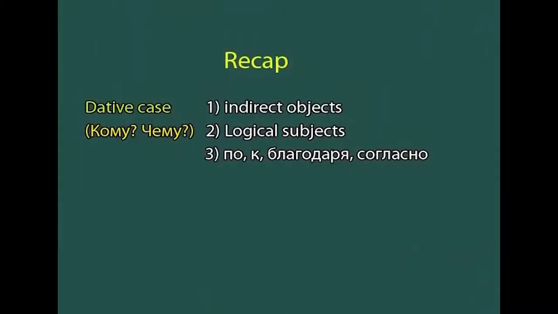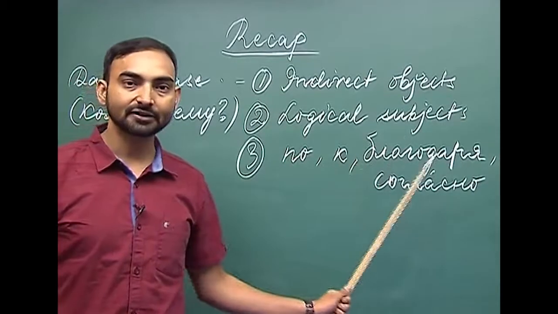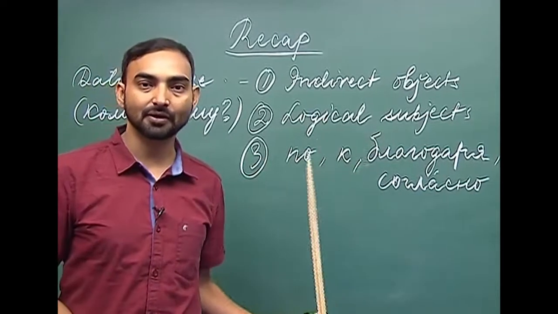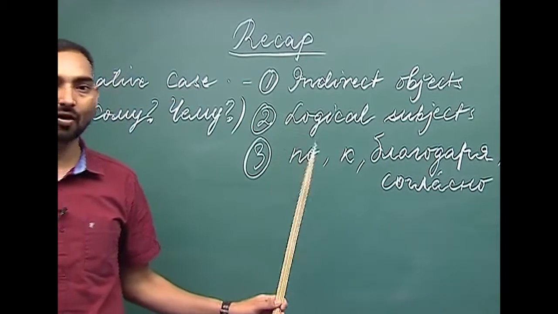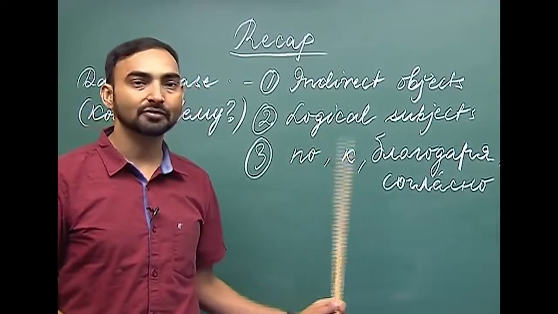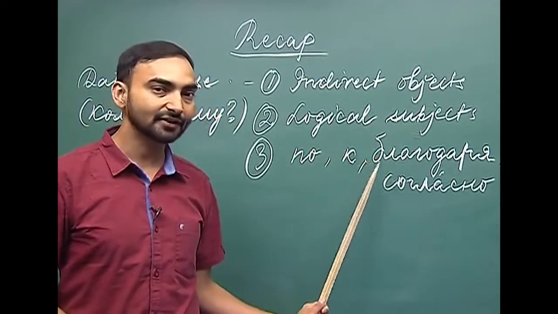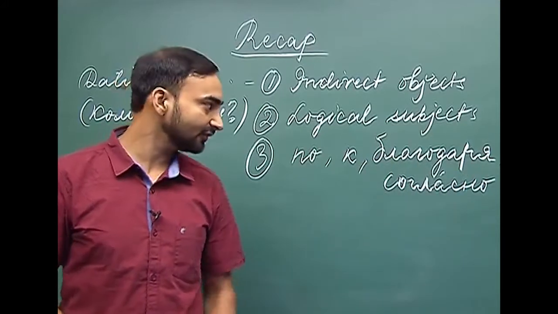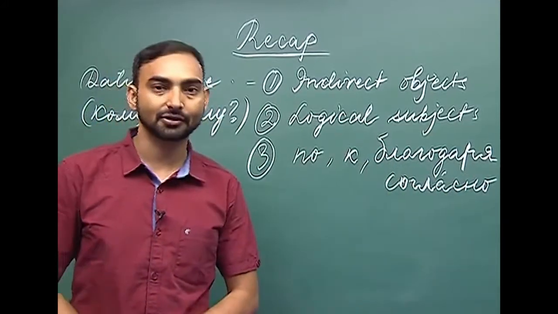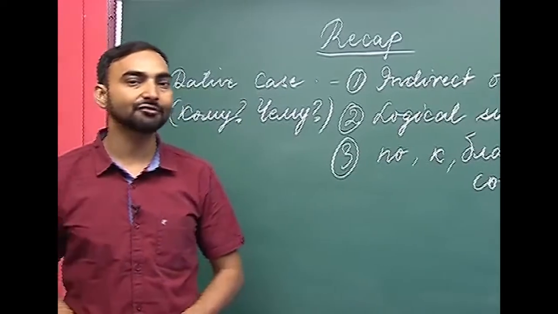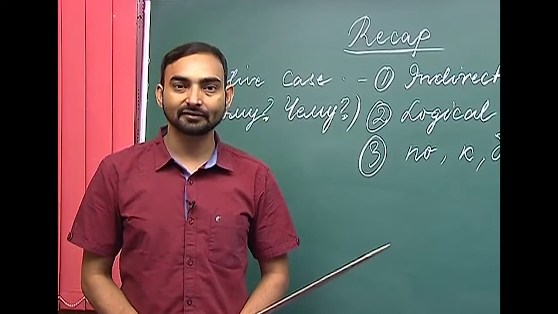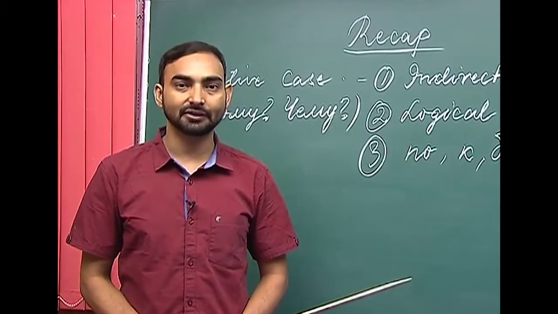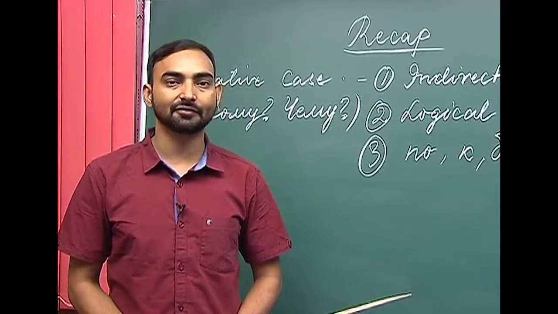The third use of the dative case of nouns is to come after the prepositions pa, ka, blaga, darya and saglasna. Pa is movement along or on the surface, ka is movement towards the object, blaga, darya is thanks to or because of, and saglasna is according to. So these are a few of the uses of the dative case of nouns. Now in this lesson we will learn about the declension of singular nouns in the dative case.